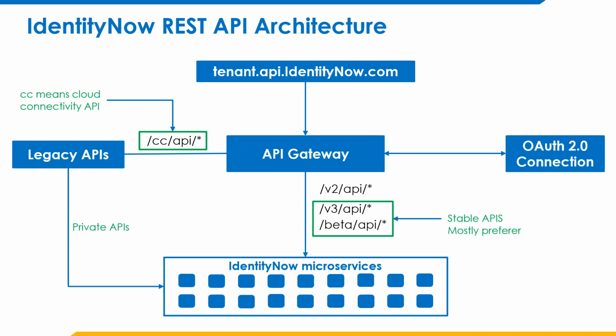Once authorization is done, you can access the resources. Below are the REST API supportability. V3 is supported and preferable, V1 is private to the cell point, V2 is deprecated, and beta. This is an early deployment cycle and is subject to change.